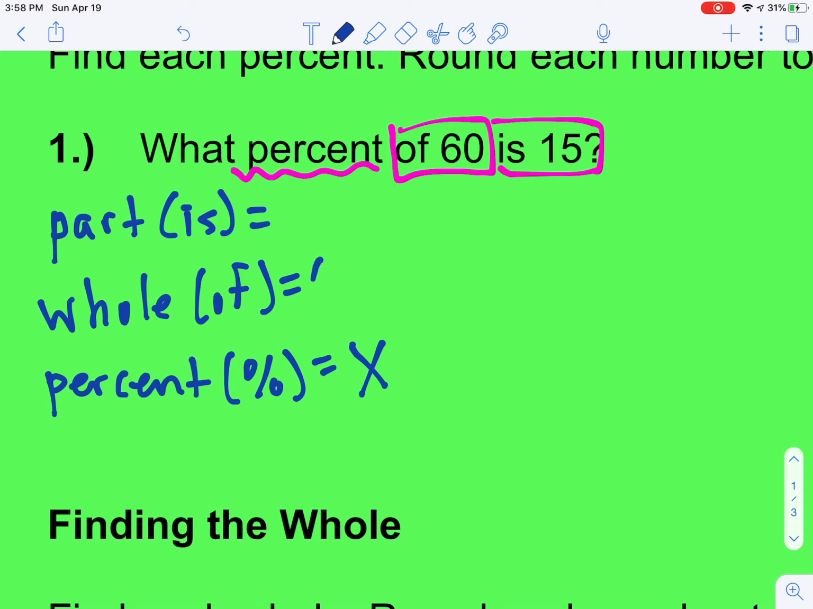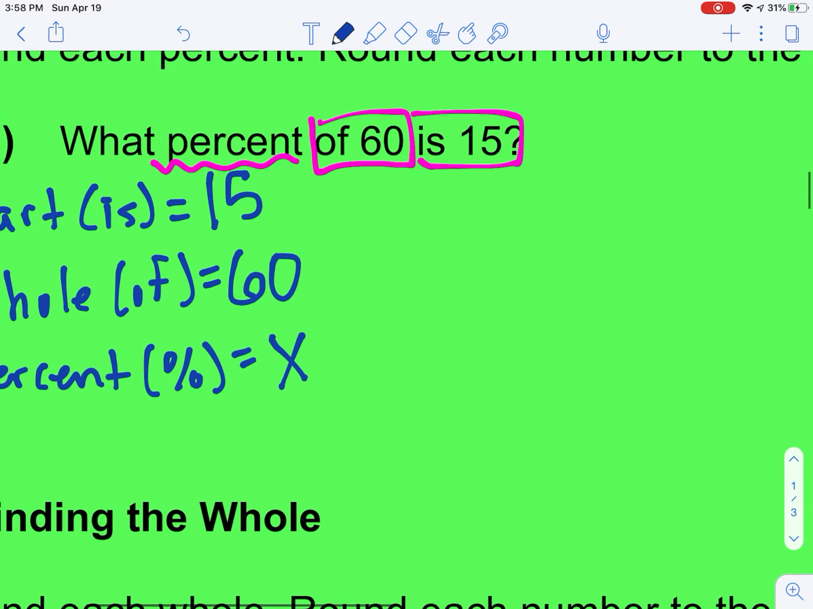The "of 60" is going to be my whole, and the word "of" helps me with that. And the "is 15" is going to be my part, and the word "is" helps me with that. Now I can set up my proportion.